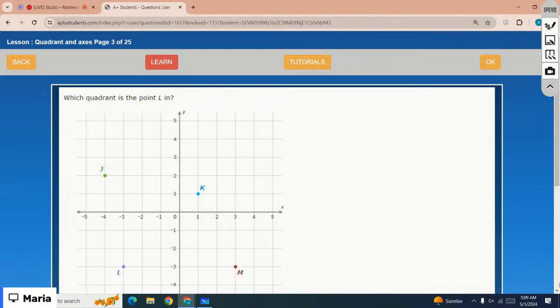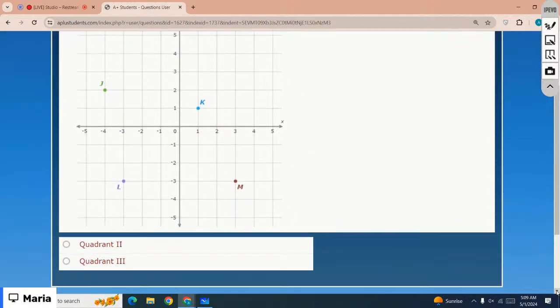Which quadrant is the point L in? You have to see which quadrant L is in. The correct option is that L is in quadrant 3.